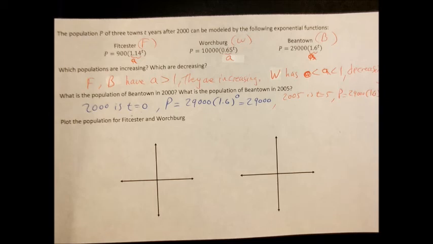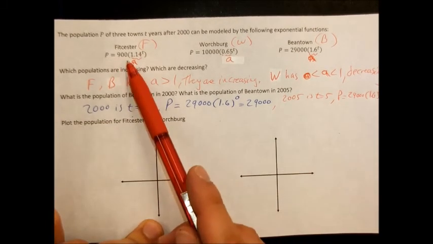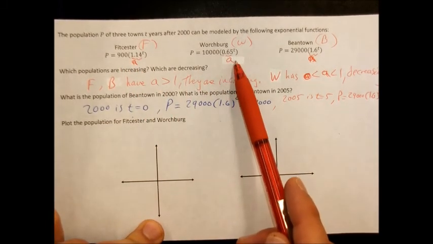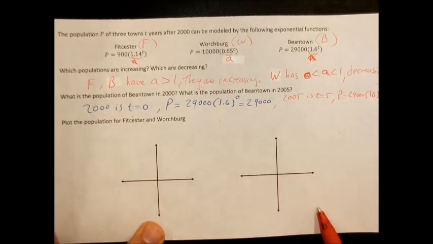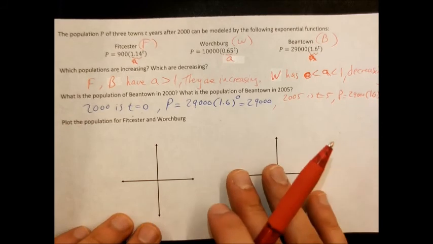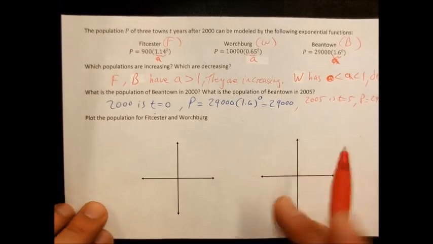Yeah, so let's graph these things then. So we're going to graph the Pfister and Wartburg populations. And we already said that one of them's increasing and one of them's decreasing, right? And so one of them's going to be going upwards, and the other is going to be going down. So let's do the Pfister first.